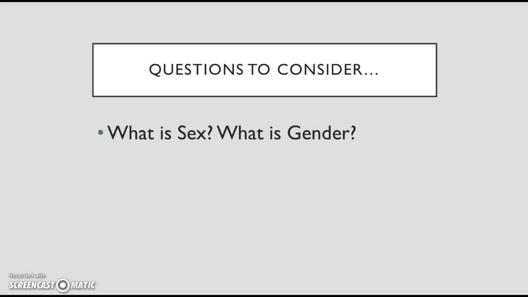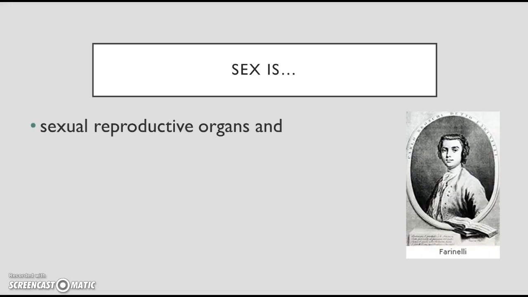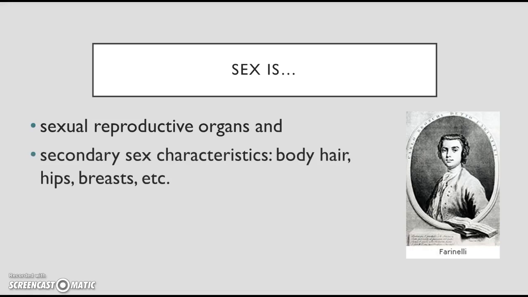Before that, though, we have to understand what is sex and what is gender. And so those are the questions we'll want to consider, as well as what are the differences between the two. When it comes to sex, it includes your sexual reproductive organs, the hormones produced in male and female bodies, the various processes that happen at maturation of male and female bodies, including things like body hair, breasts, hips, height, muscle mass, those kinds of things.